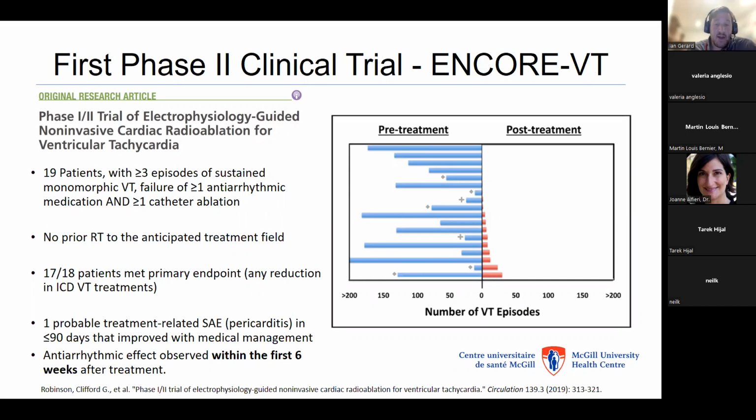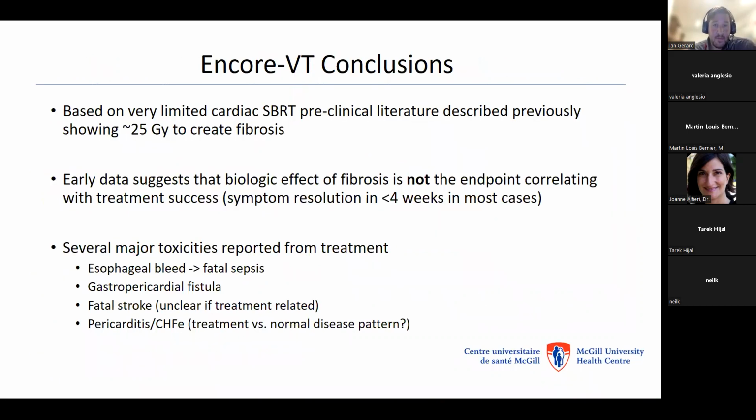And on the chart on the right here, you can see the blue bars represent the cumulative amount of VT burden for the 6 months before treatment, and the red bars showing the cumulative amount of burden for 6 months following treatment. And we see a pretty impressive reduction. Next slide, please. As I was alluding to before, again, this treatment effect happened earlier than that 6 weeks that we would expect to have this fibrosis set in and cause the effect.